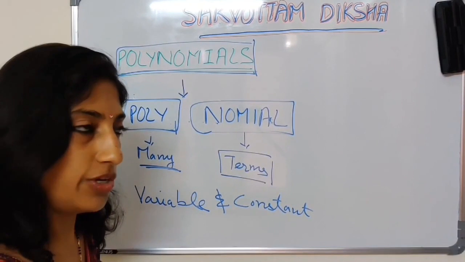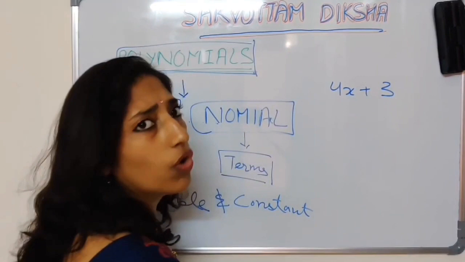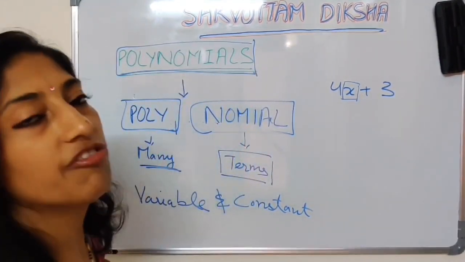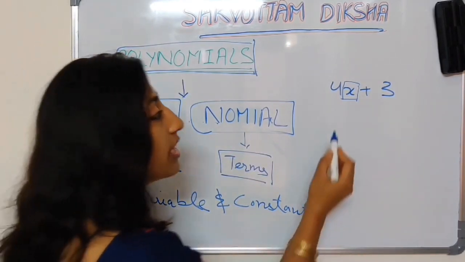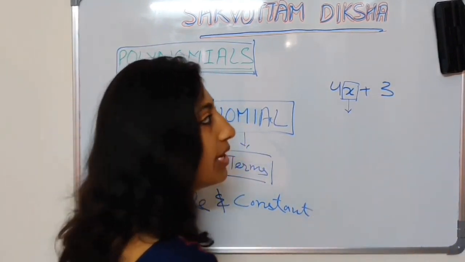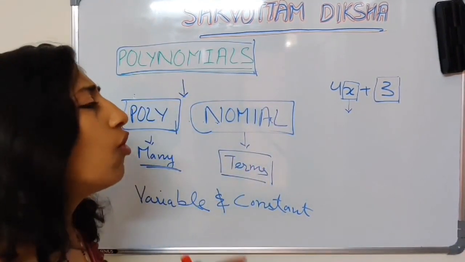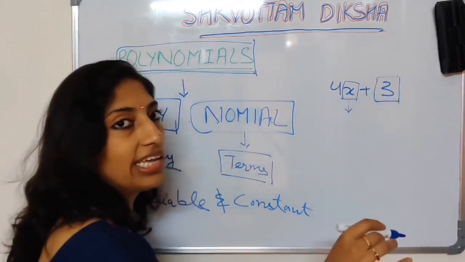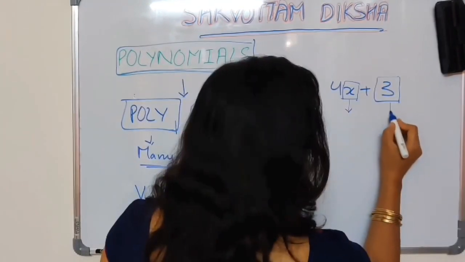Let us consider an expression 4x plus 3. What is this x? This x can take any value depending on case to case. So this x can change the value and is a variable here. But will this 3 change the value? Whatsoever the condition may be, this 3 will remain 3 only. Its value won't change. So this is my constant.